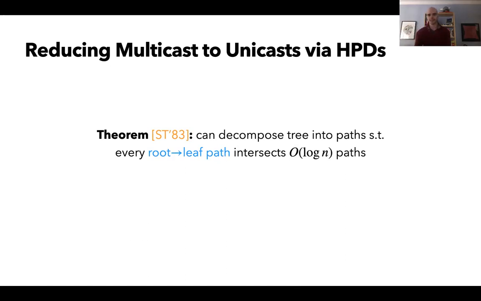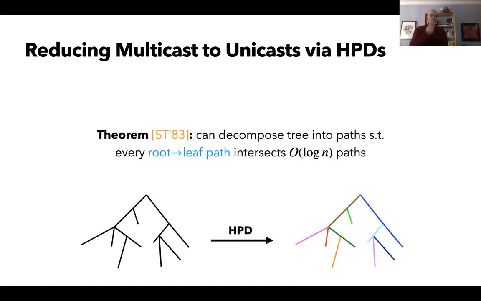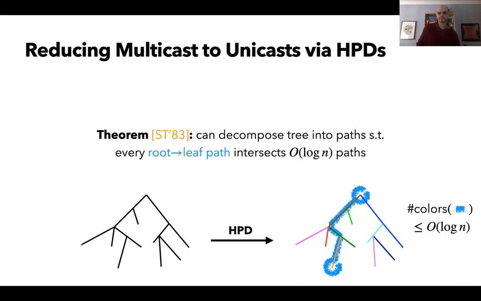So pictographically, what does this look like? Well, you start with some arbitrary tree. You apply your heavy path decomposition, it breaks your tree into a bunch of paths. So here I've notated each path with a different color. And now, if you look at any root to leaf path, this path will intersect at most log n of your heavy path decomposition paths. So in particular, in this example, the number of colors on any root to leaf path is going to be at most order log n.